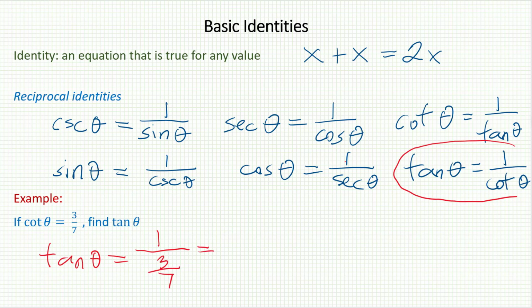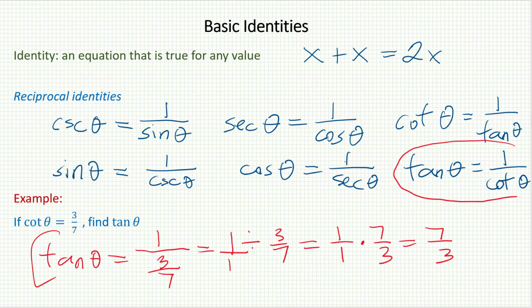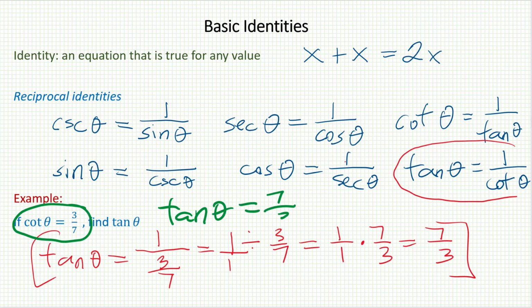1 over 3/7, that's the same thing as saying 1 divided by 3/7. I'll write 1 as 1 over 1. I'll change to multiplication by flipping over the second fraction, and I end up here with 7/3. So tangent theta is 7/3. I used that identity to come up with the answer. Now I will say, in practice, for an example this simple, most people simply remember the reciprocal relationships. If cotangent theta is 3/7, all I have to do to get tangent theta is simply flip that fraction upside down. So I can immediately write down, of course, tangent theta is 7/3.